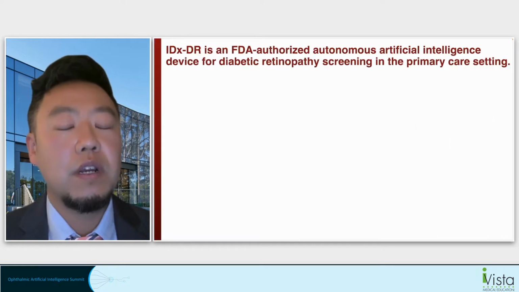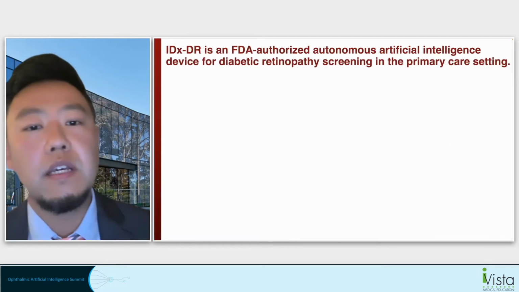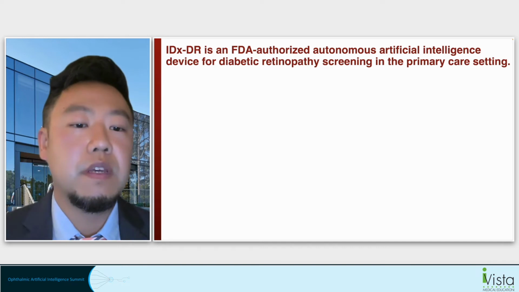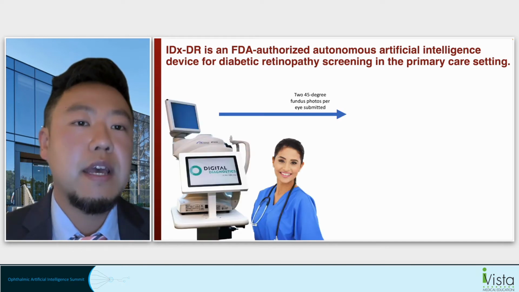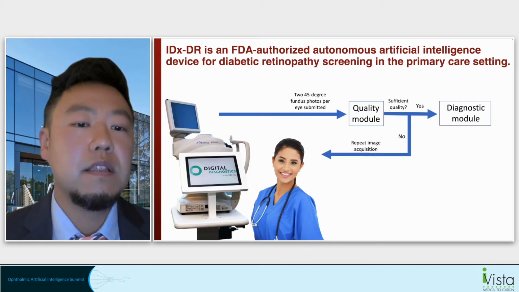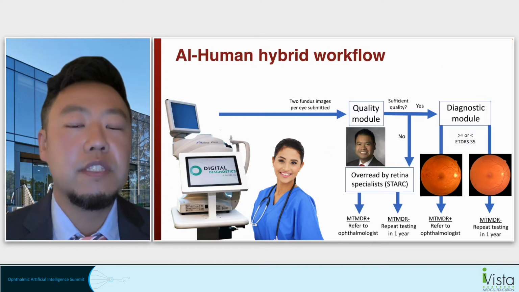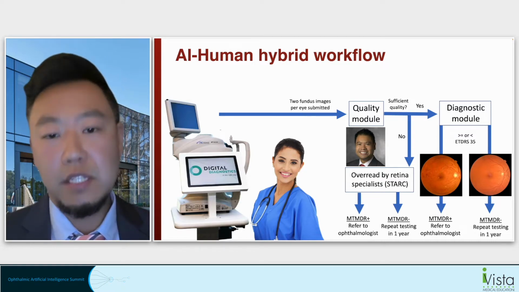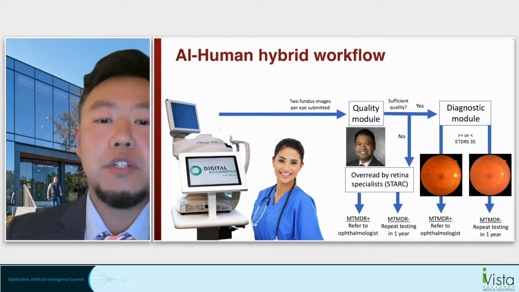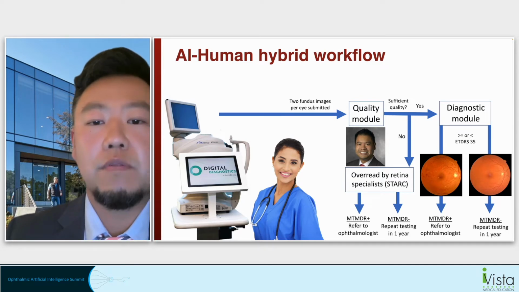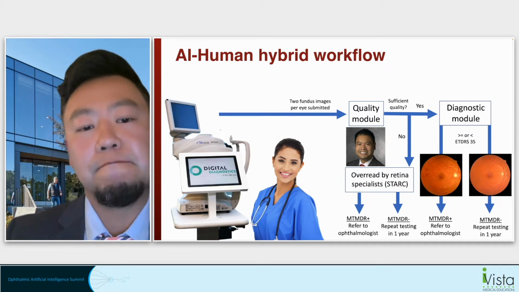In our framework, we layered it on top of our telemedicine framework. So we had the system take the photos and go through a quality module, determine whether the quality was sufficient, and then come up with the diagnosis and the referral decision. We layered back into that an overread process where more difficult-to-read images were forwarded to Dr. Lang at the Stanford Reading Center, and then the diagnosis and recommendation were made from there.